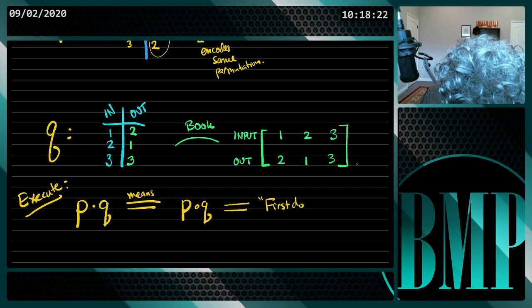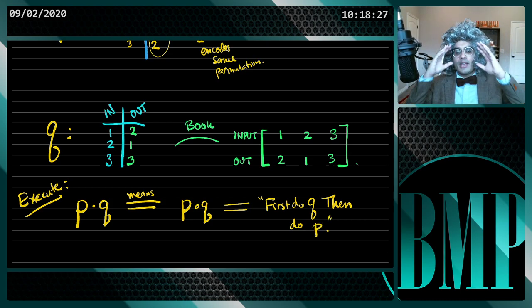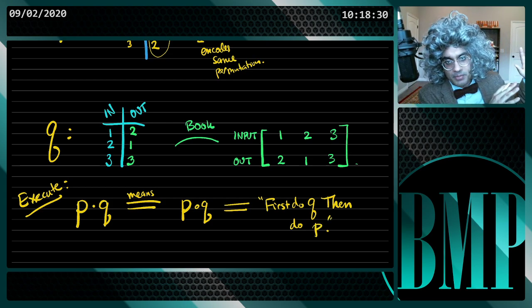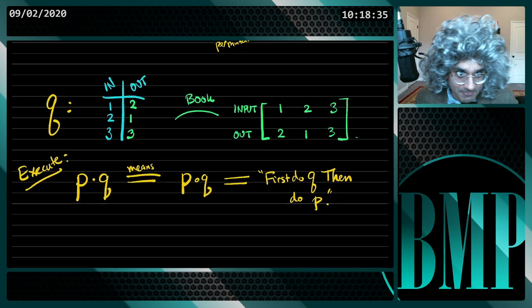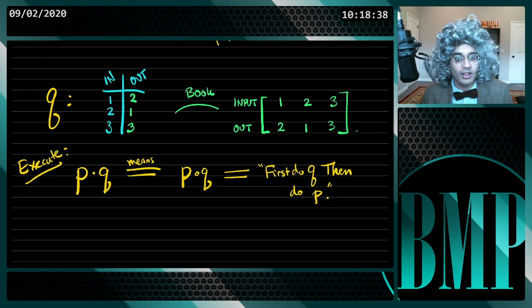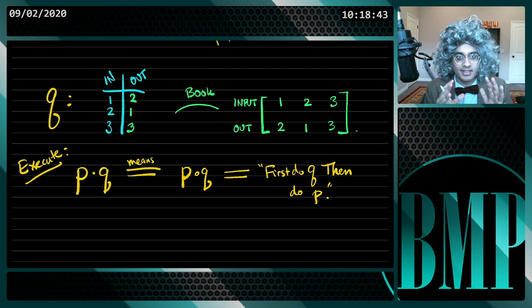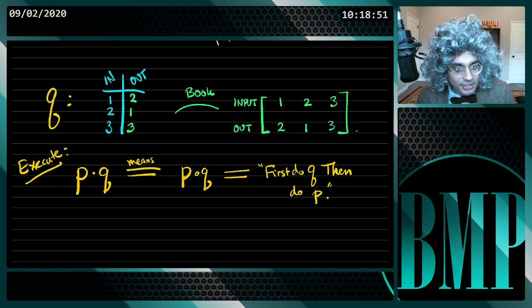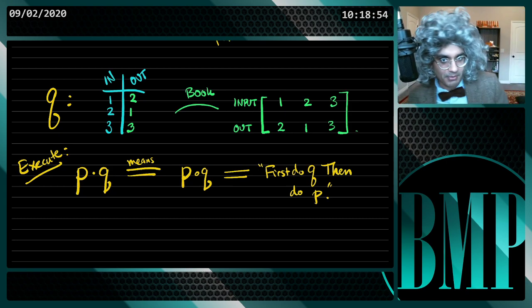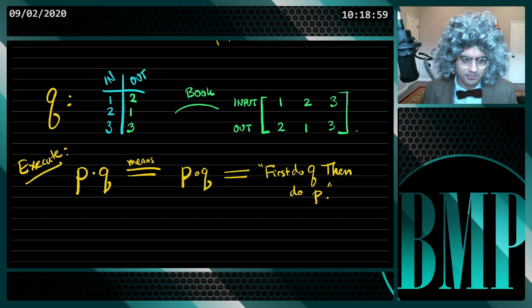First do Q, then do P. We will stay with this convention of composition for the whole class, okay? Otherwise, your groups will all be what's called the opposite of a given group. If you have a group, there's actually a group called the opposite group, where you turn the multiplication around. But it's an isomorphic group. Anyway, first do Q, then do P.